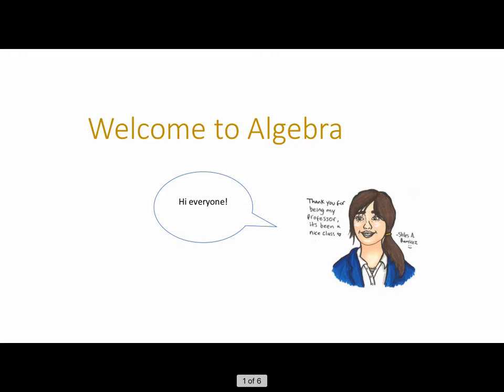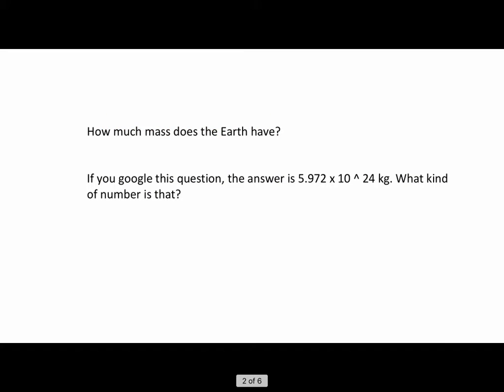Hi everyone! How much mass does the Earth have? If you Google this question, you'll find that the answer is 5.972 times 10 to the 24th power kilograms. What kind of number is that?